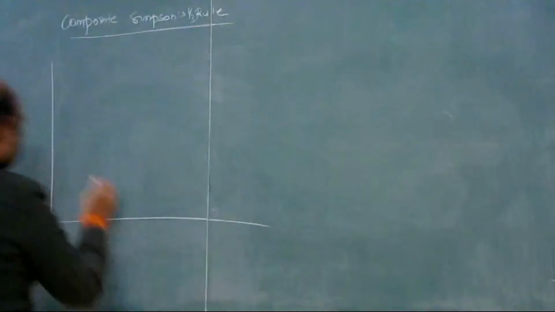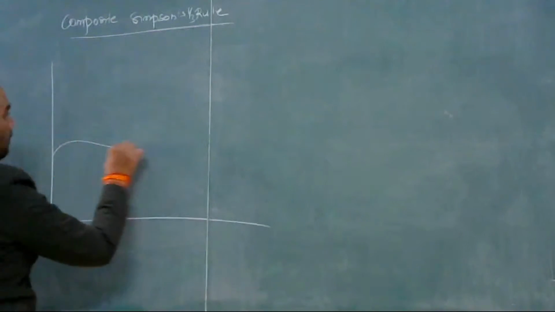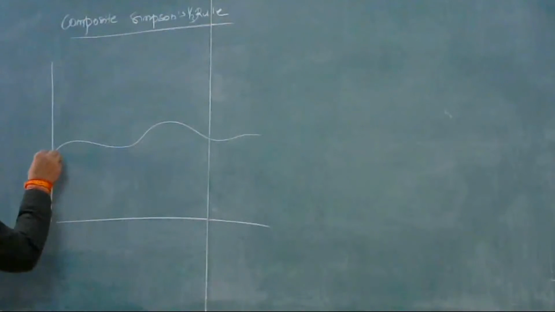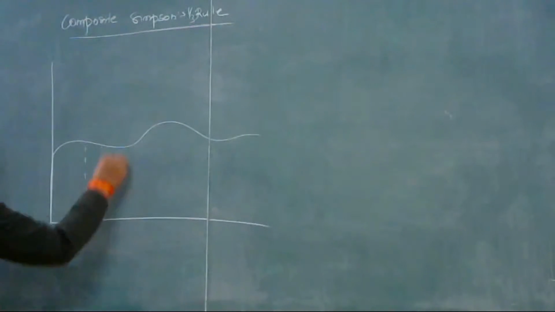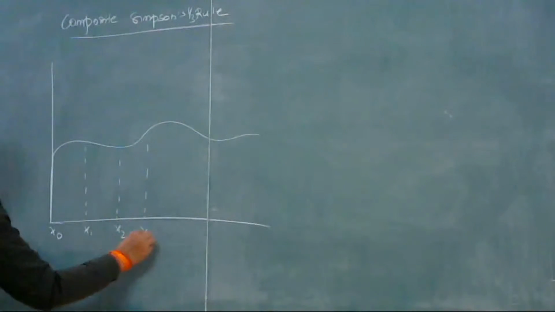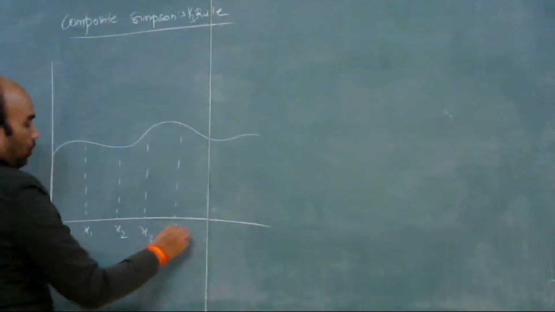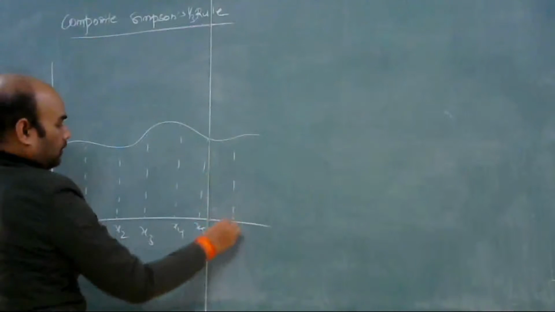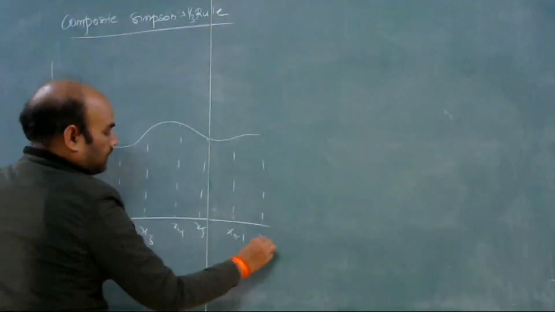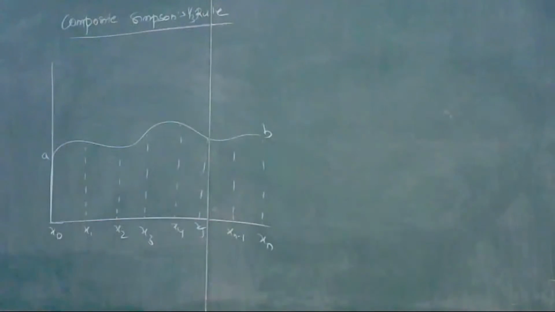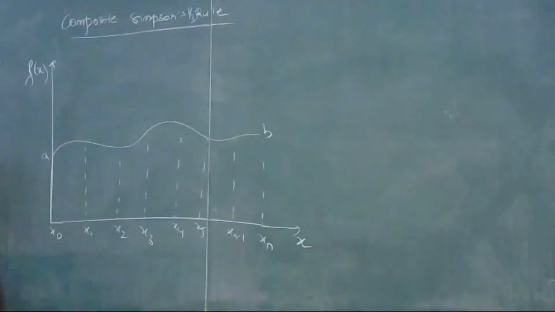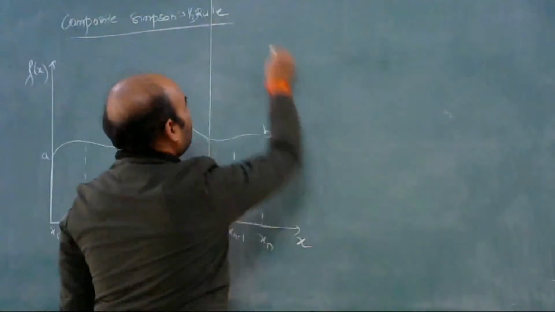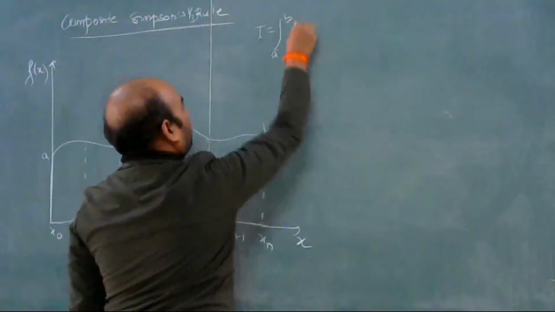So again, we are taking a loop. First is x naught. So again, we will divide into small segments, and then we will find the area of these, up to n minus 1 and xn. It is a and it is b. So this is f of x and this is x. So you have to find the integration I is equal to integral from a to b of f of x dx.